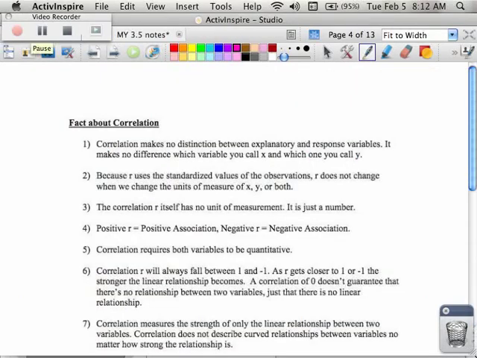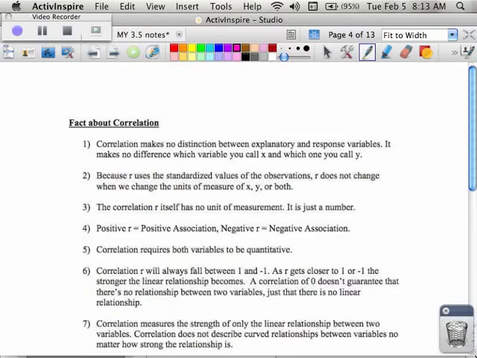Okay, so in this next slide, there's really not any math involved as far as what we're going to do in our class, but there's just some information. So first of all, correlation doesn't make a distinction between explanatory and response. It would not have mattered which one you picked to be your explanatory or response. The correlation is going to be the same. Because R uses the standard values, R doesn't change no matter what the units of measure are. Correlation does not have a unit. There are no units with correlation.